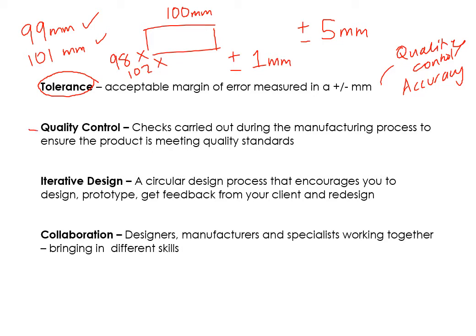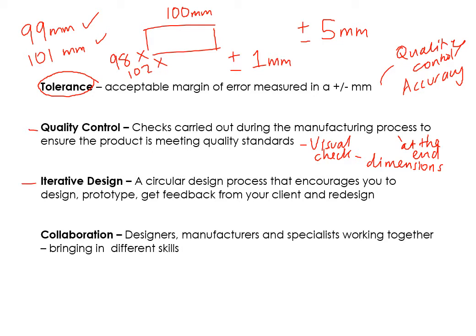Right, quality control. These are checks that are carried out during the manufacturing process and sometimes at the end of the process to ensure the product is meeting quality standards. So you could be doing things like a visual check, you could be checking dimensions. All sorts of different things can be checked, but quality control happens during the manufacture of the product and sometimes right at the end to make sure the product has been made to a good quality.